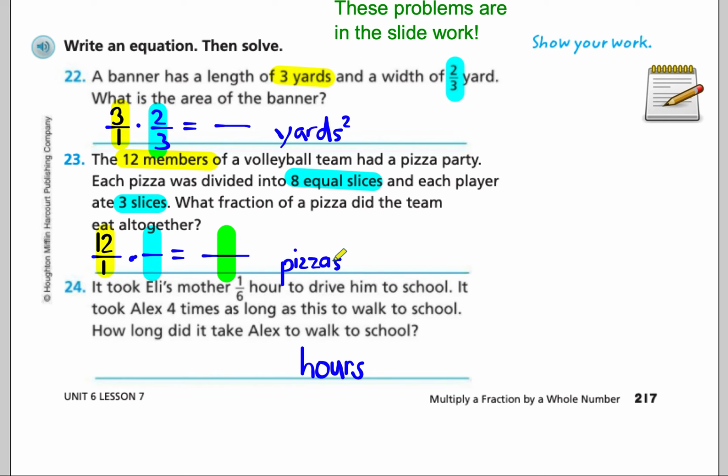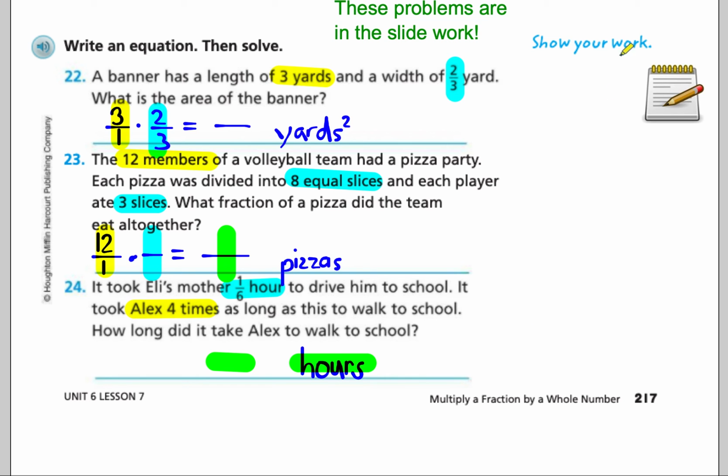Number 24, it took Eli's mother 1/6 of an hour to drive him to school, but it took Alex 4 times as long as this to walk to school. So we have a whole number in there somewhere. What's that whole number? Yeah, Alex's 4 times longer is going to be our whole number. And what's our fraction that it took Eli's mom to drive? Yeah, she took 1/6 of an hour. And when you multiply that, again, don't forget to put it in hours form.